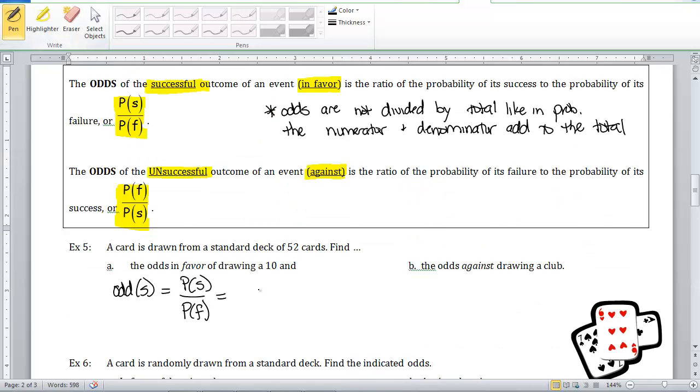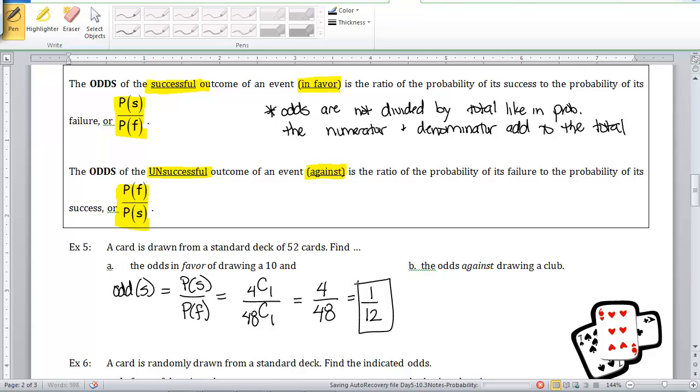That means I have 4 cards. I need to draw 1 to be successful. But to fail, there are 48 cards, and I would draw 1. It happens that when you're doing a combination or a permutation, and you only need 1, that's the same thing as doing 4 over 48, and that's going to simplify to 1/12. You have a 1 out of 12 odd in favor of drawing a 10.